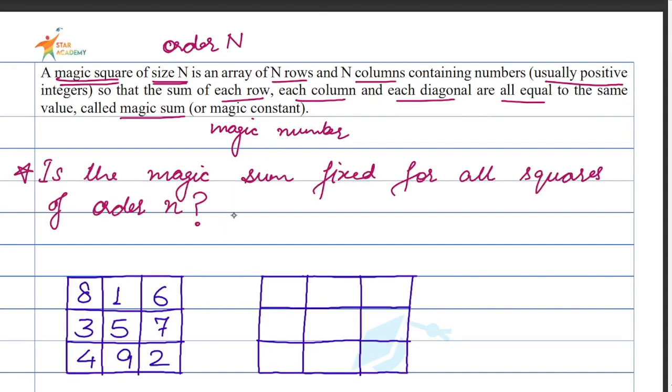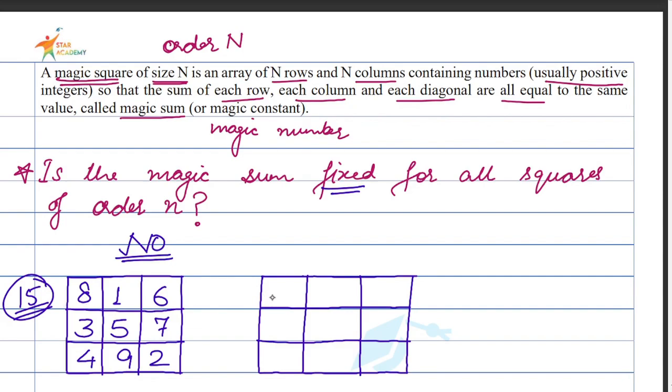Now the next important question is the magic sum fixed for all the squares of order n? Like we have taken the magic square of order 3, and in this case the magic sum was 15. So is it fixed that it should always be 15, or it can be something else also? So the answer to this question, that is no, means we can have the magic square of magic sum more or less than this also.